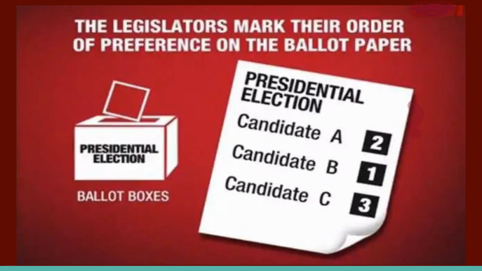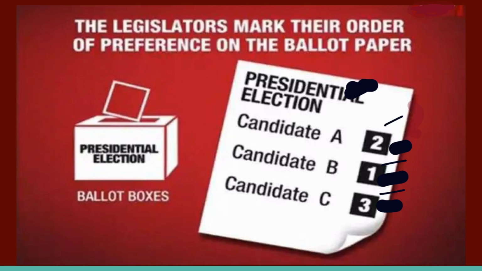Each member of the electoral college is given only one ballot paper, and while casting his vote, the voter is required to indicate his preferences by marking 1, 2, 3 and so on. He should mark his preferences in front of every candidate's name. This means the voter can indicate as many preferences as there are candidates participating in the election.